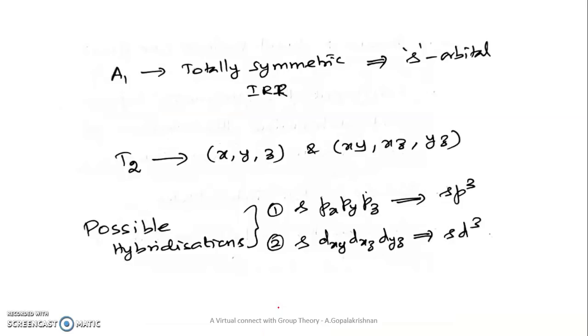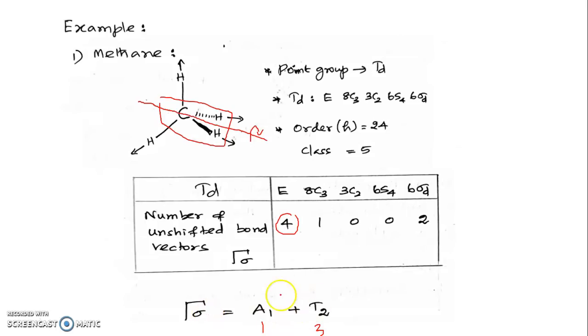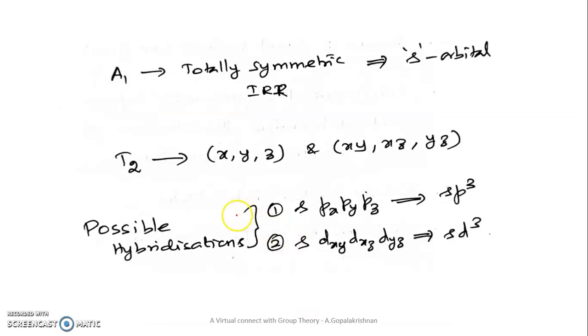Now see, we have reduced and we got the symmetry species for the hybrid orbitals. So we have to choose one orbital from A1 symmetry and one set from T2 symmetry. What is meant by that? See, if you see the character table of Td point group, I have not given the table here. You just keep the table with you and analyze this. Along A1, A1 is the totally symmetric irreducible representation.